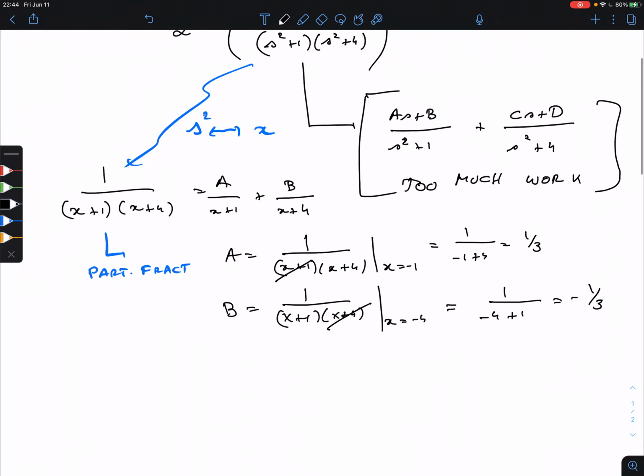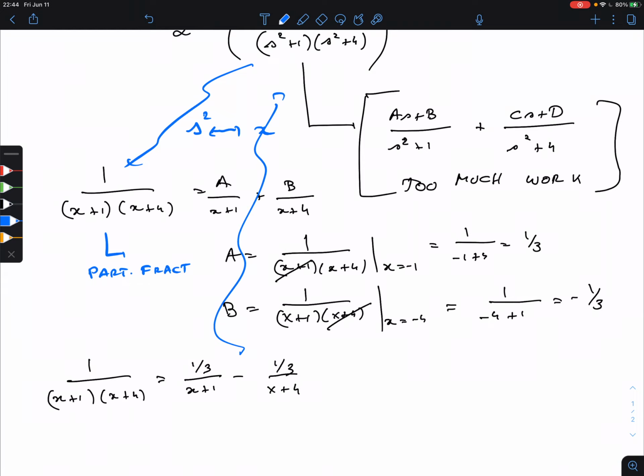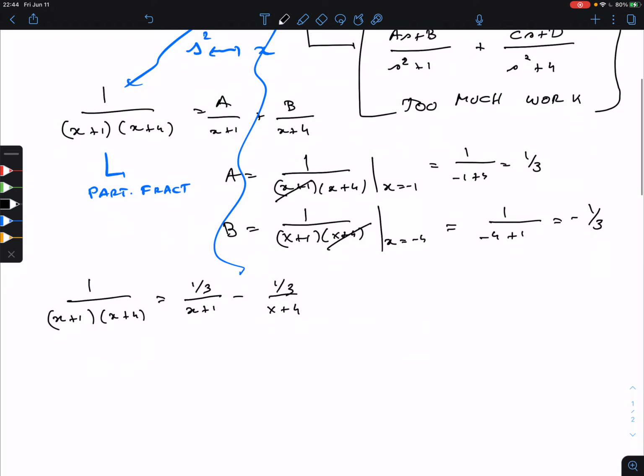So what we have is that 1 over (x + 1)(x + 4) is equal to 1/3 times 1 over (x + 1) minus 1/3 times 1 over (x + 4). And we go back to our original by the substitution x = s squared. So 1 over (s squared + 1)(s squared + 4) is equal to 1/3 times 1 over (s squared + 1) minus 1/3 times 1 over (s squared + 4).